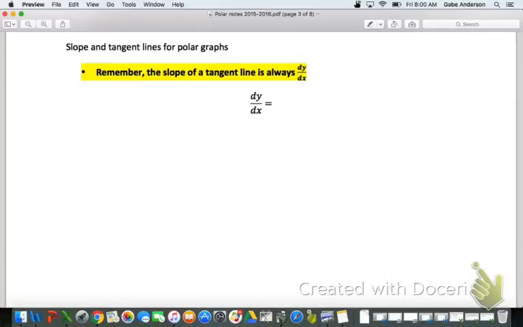So I think it's pretty important for us to talk a little bit about this before we look at our topic for the day, and that is tangent lines with polar stuff. So let's review really quick. Let me go back just a little bit to some of these graphs that we looked at.